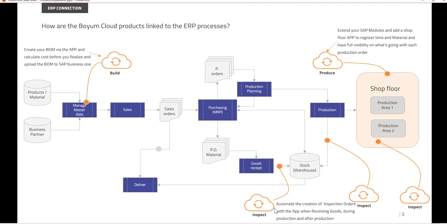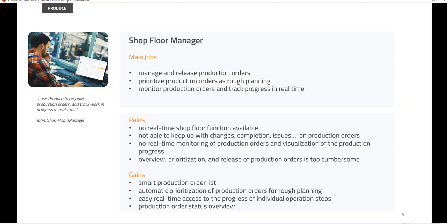And then we have quality control, which you can plug in when you get a goods receipt and create quality control orders, or after production or during production. And then we have Build, which is a solution, an app, which will help you with your item master data. But let's talk about Produce today. So it is a shop floor solution.